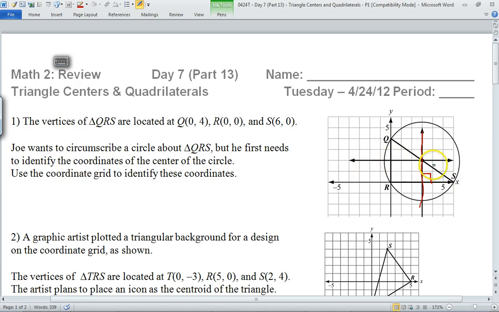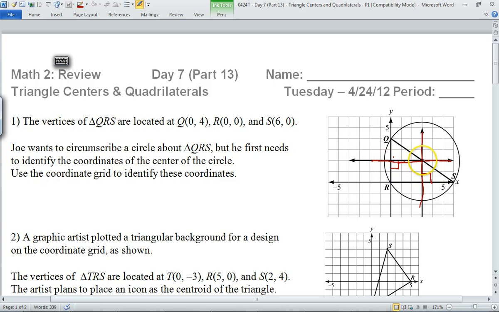What do you think the other perpendicular bisector is? They've already drawn it in for us as well. This line right here that they already have drawn for us is the perpendicular bisector. Again, it is perpendicular. And look at the side. It's 2 up, 2 down. It's right in the middle. So it's a perpendicular bisector.